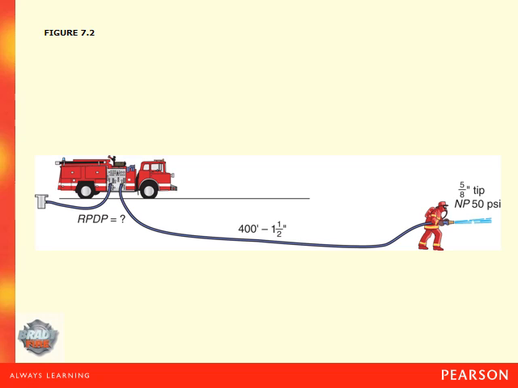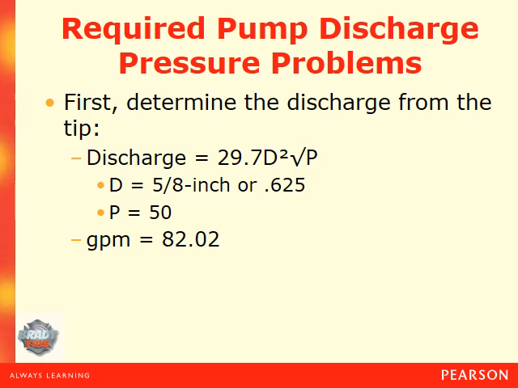So the first thing we need to figure out is how many gallons per minute we are flowing. Again, to do that, we're going to use our formula of 29.7 times the diameter squared times the square root of pressure. They gave us the pressure of 50. So 29.7 times 5/8 of an inch squared, or 0.625, just divide the 5 by the 8, and our pressure of 50. So we plug everything in, and we get that we are flowing 82.02 gallons per minute. So that's the first step.